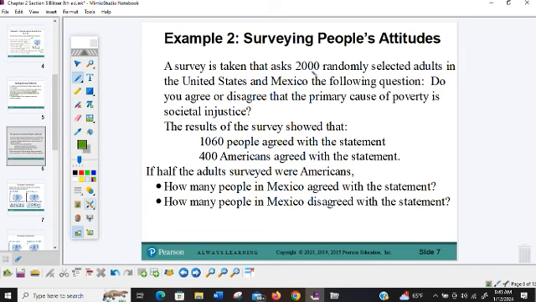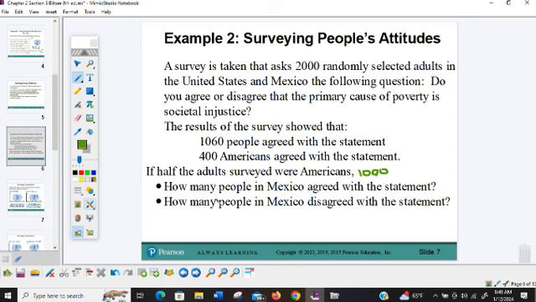A survey is taken that asks 2,000 randomly selected adults in the United States and Mexico the following question. Do you agree or disagree that the primary cause of poverty is societal injustice? The results of the survey showed that 1,060 people agreed with the statement. 400 Americans agreed with the statement. Now down here it says half the adults were Americans. So if we had 2,000, we know we have 1,000 Americans, okay? And we're going to have 1,000 from Mexico, okay?